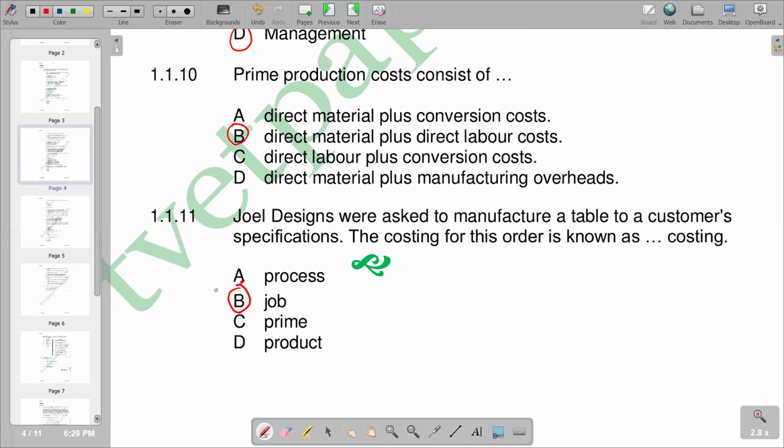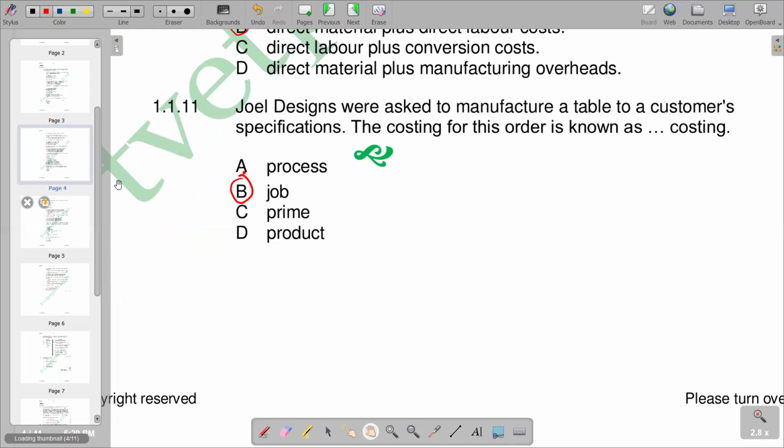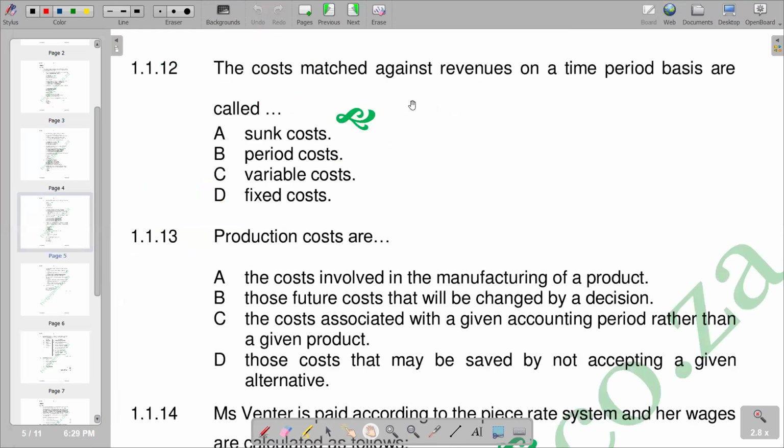Then we can move on to the next question that we have, which is now 1.1.12. The costs matched against revenues on a time period basis are called, we know that these are period costs, so we have got B as the correct answer here.